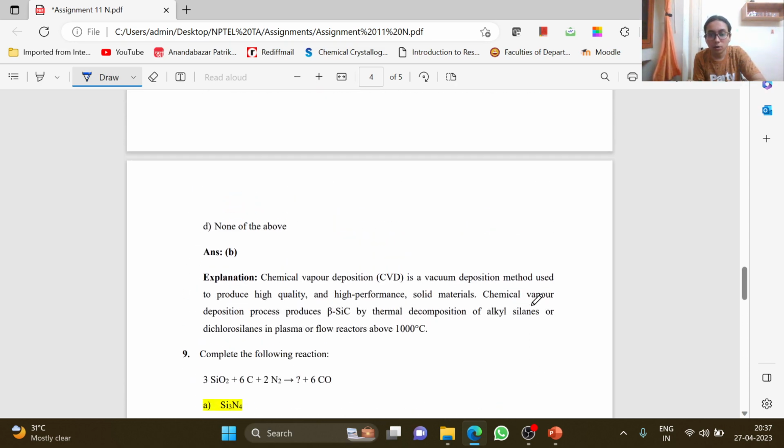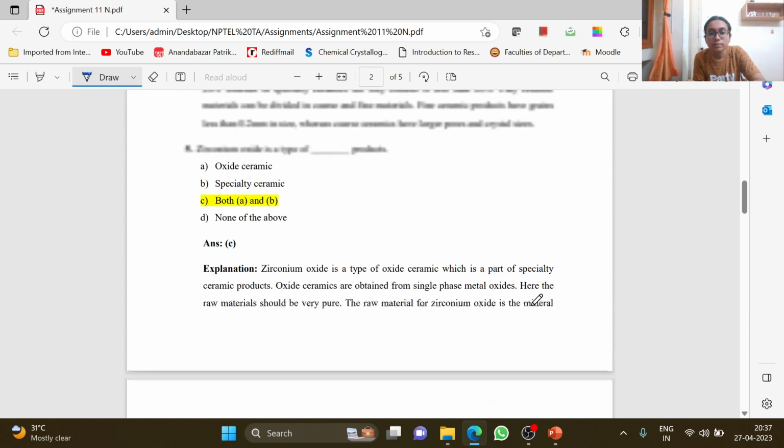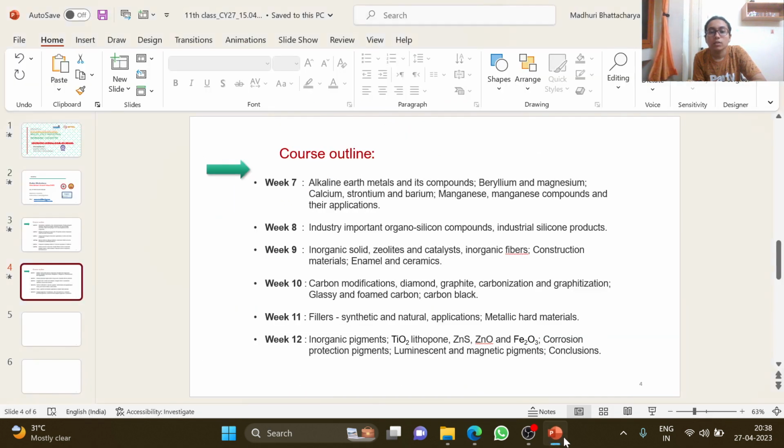So these are all about ceramics. Some ceramics and enamel construction materials we have discussed today. In the coming class, we will discuss some carbon modifications, like carbonization, graphitization, different forms of carbon, then some inorganic filler materials, and we will discuss all those things in the coming class.